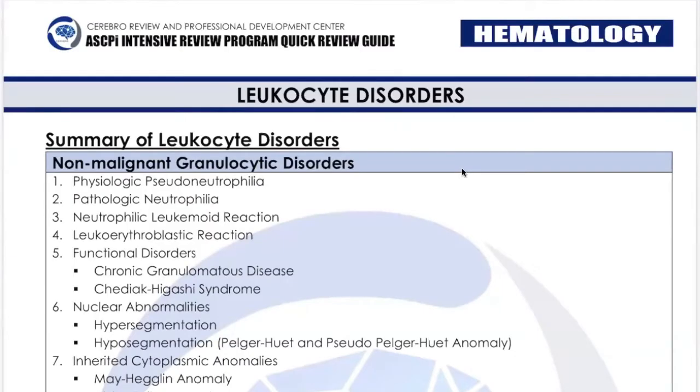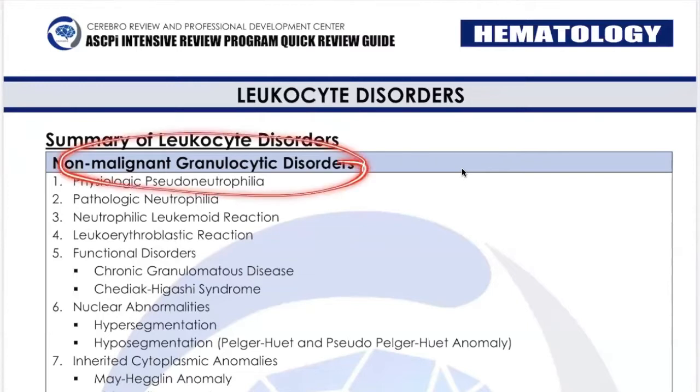Okay, good day. So continuing with our hematology review, we are now going to discuss the different leukocyte disorders. I've classified these leukocyte disorders into four. This is for better understanding and correlation later with the different characteristics or laboratory findings of these leukocyte disorders. So first we have the non-malignant.